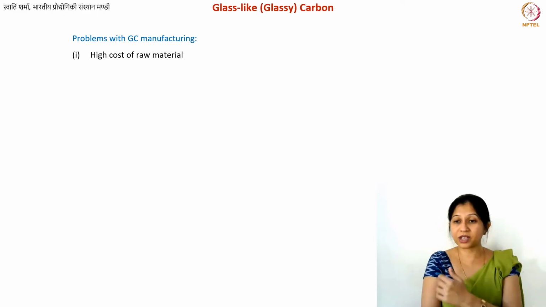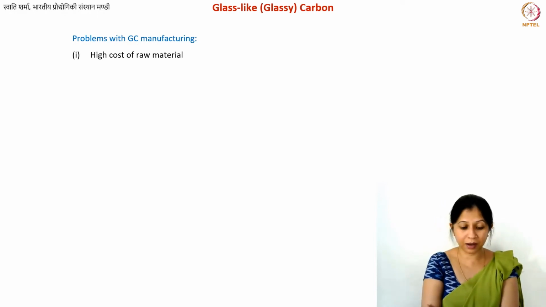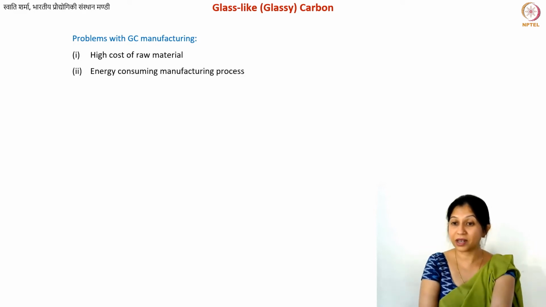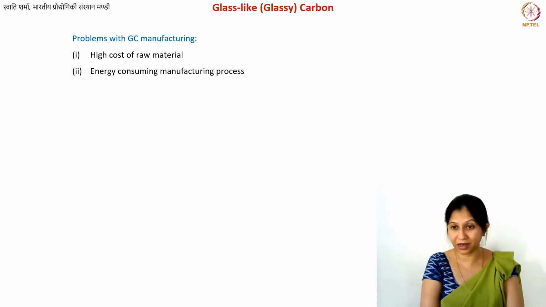But of course, for specialized applications, you are making them. For example, if you want to make a reaction vessel liner for a chemical plant which is producing some other chemicals, in those cases you will use it. But in general, the cost of raw material is pretty high, also compared to graphite.